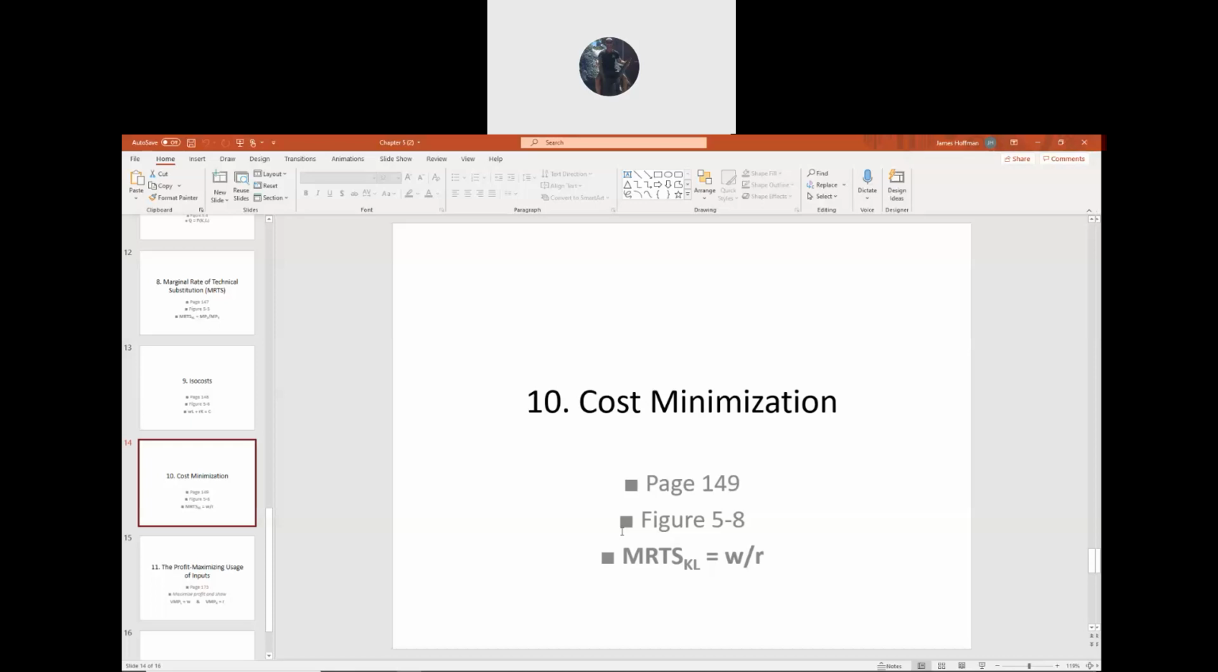And that's going to be exactly the graphical point when the rate of trade-off equals the ratio of the wages. So when the MRTS equals W divided by R, it should make sense when you look at it on the graph. That's the optimal point in which, if the firm wants to spend this much, that's how much capital and labor they should use.